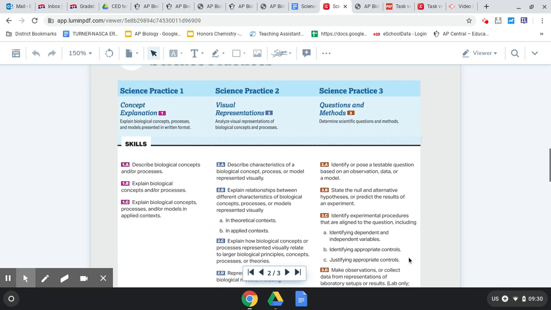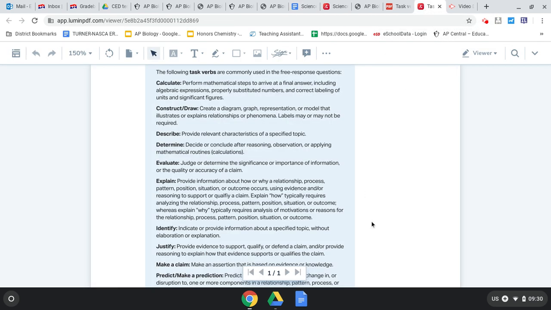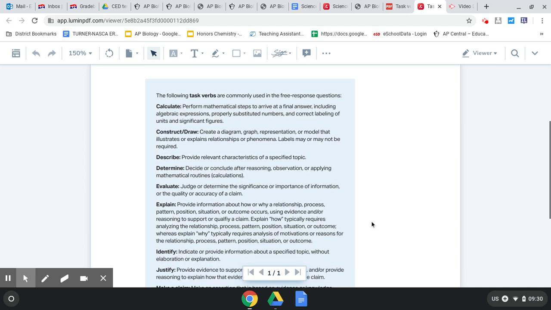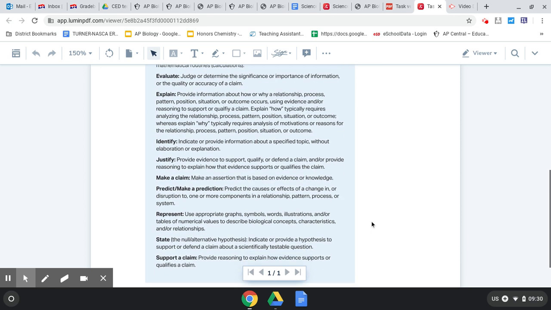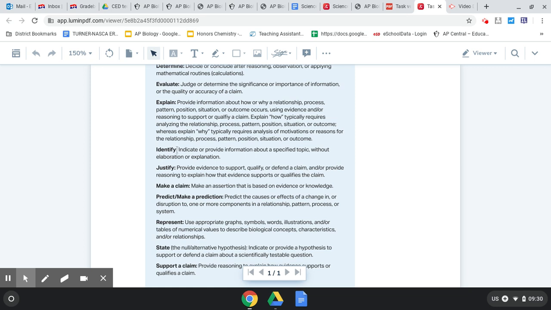Okay. Now, when we talk about what task verbs are in here, there could be a lot of different ones. Let's just look at what we mean by task verbs to begin with. The College Board identifies task verbs used in free response questions on the AP exam and lists them all out, and then it tells you what you should do if you see that word. So if you see identify, then you're going to provide just that information without really elaborating on it. So just point it out.